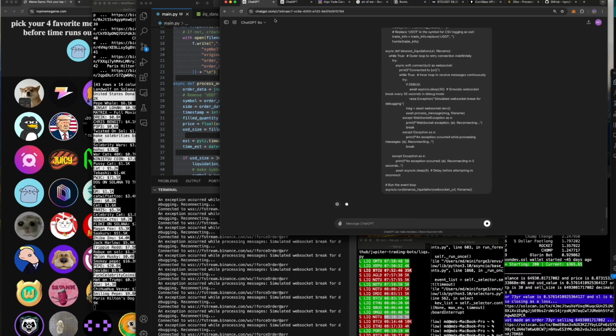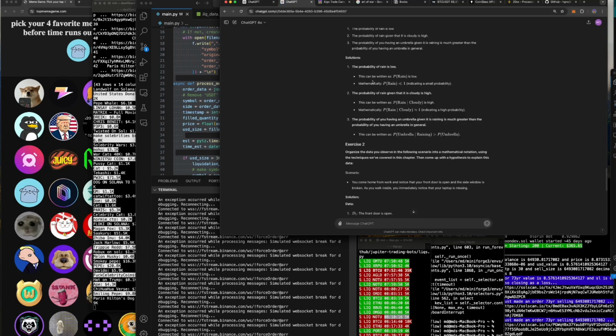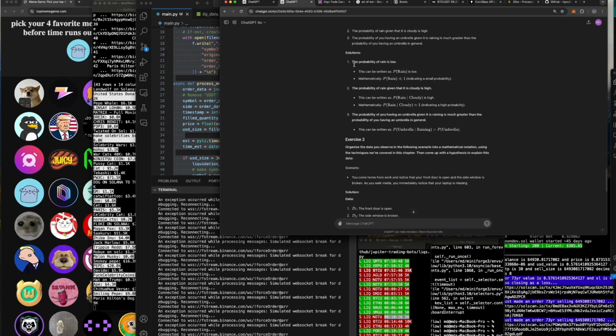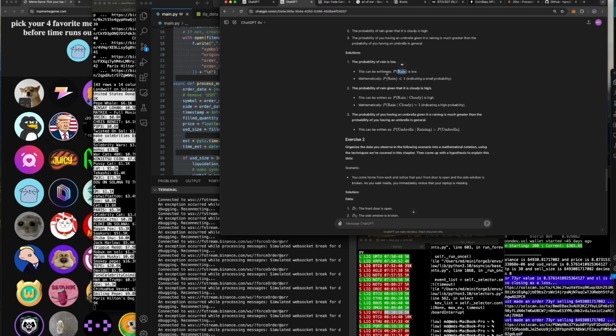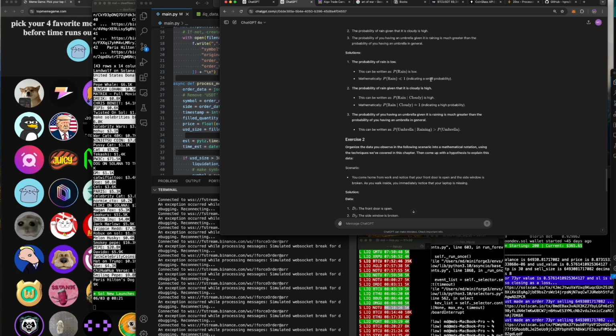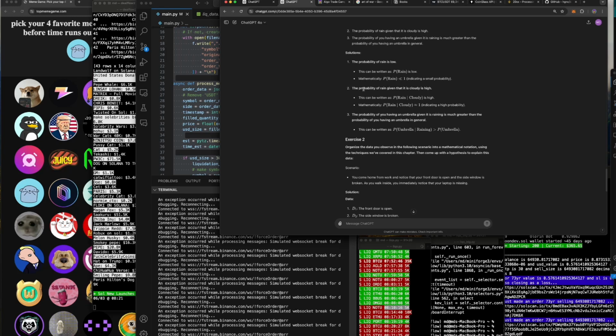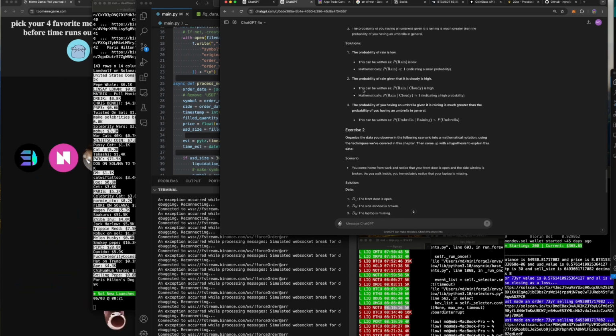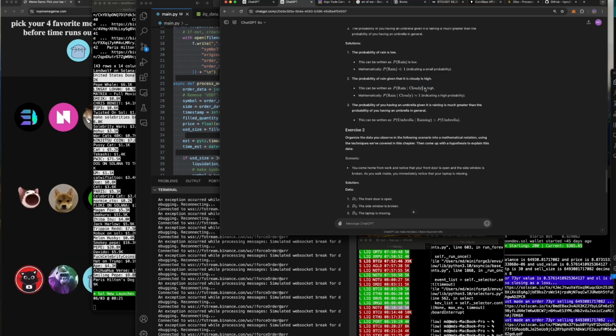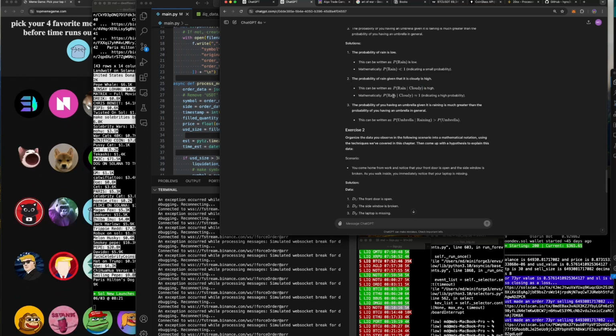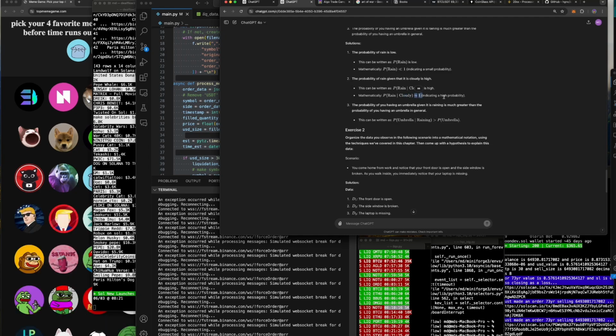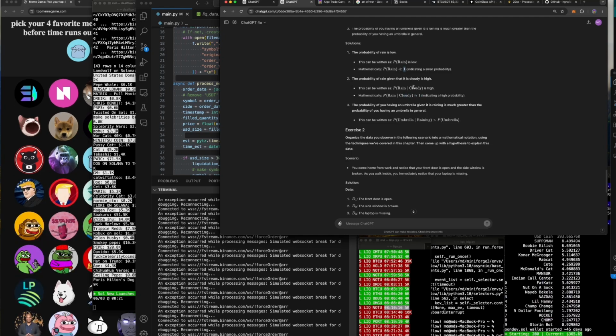What are you doing over here? Solutions: the probability of rain is low. So this can be written as P of rain is low. Mathematically, P of rain is under 0, indicating a small probability. The probability of rain given that it is cloudy is high, so it can be P of rain given cloudy is high. Mathematically, it'd be P of rain given cloudy, indicating a high probability. So this means low probability, and this means high, I guess.